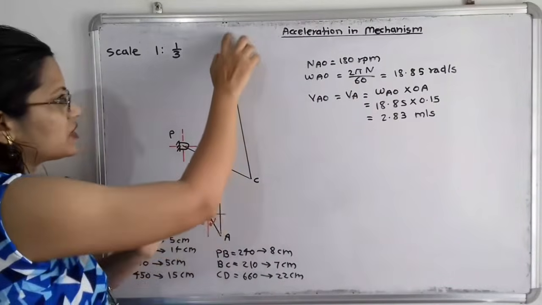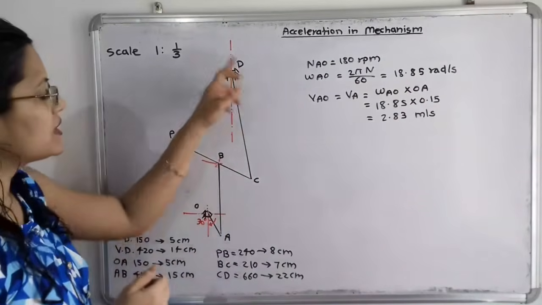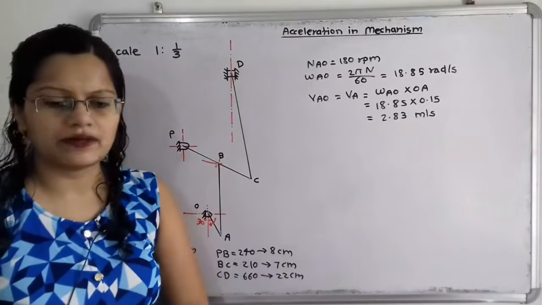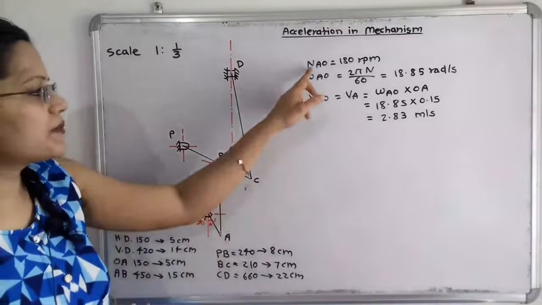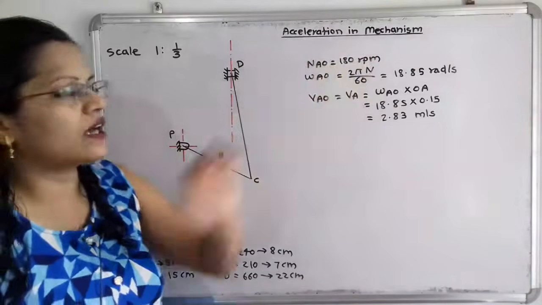So the point of intersection with this vertical line will give us the point D. In this way, this space diagram as per the scale is getting completed. Now we will move to the next. That is, the rotational speed of A with respect to O is given, that is NAO, 180 rpm.